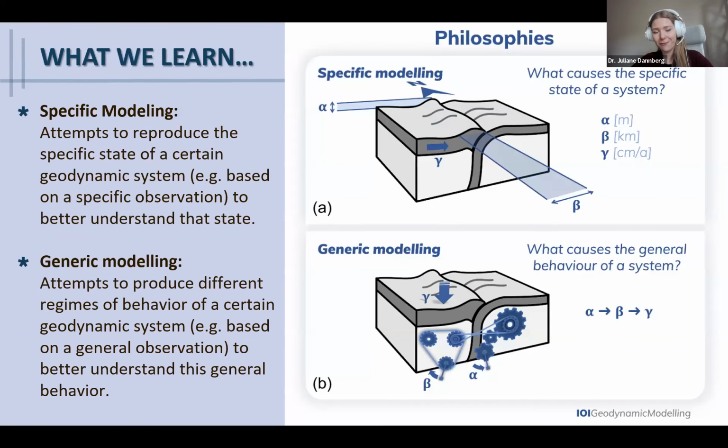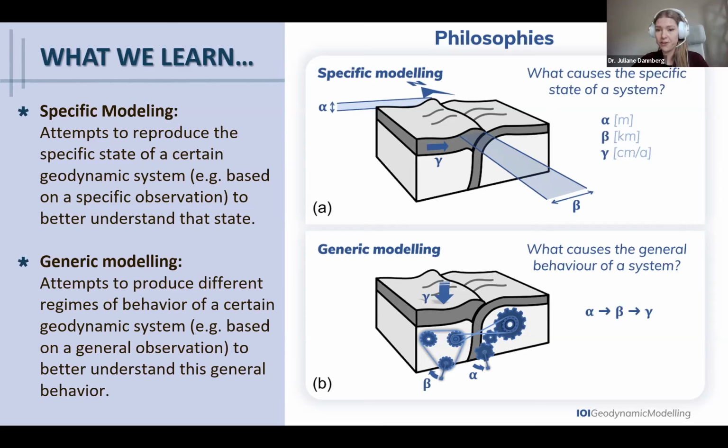First, what we can learn about the model depends on what kind of model we're looking at. There are two modeling philosophies I want to talk about, where the first one is specific modeling. The goal of a specific model is to answer the question, what causes the specific state of a system based on a specific observation? One example could be if we have a subduction zone in a specific region of the Earth, what causes the specific convergence rate of that subduction zone? We might run a number of models with different properties of the Earth's interior and see under which conditions we reproduce that convergence rate, and that would help us to better understand that specific state of that region.